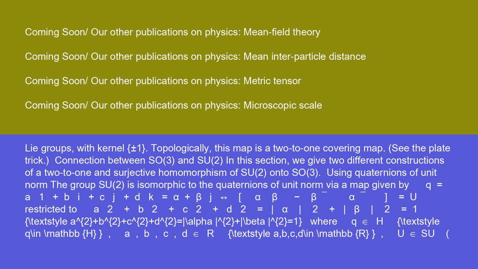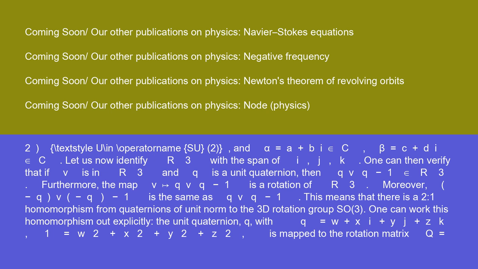where q is an element of H, a, b, c, d are elements of R, U is an element of SU(2), and α = a + bi is an element of C, β = c + di is an element of C.